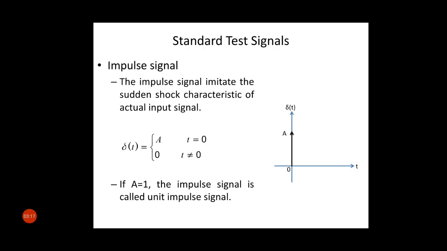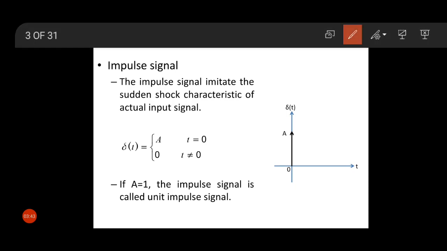If this impulse signal has amplitude 1, then δ(t) equals 1. That means this is called the unit impulse signal. Okay. So the graph of this impulse signal will be like this. See, at t equal to 0, it has amplitude A. Okay, and at t not equal to 0, this δ(t) equals 0.